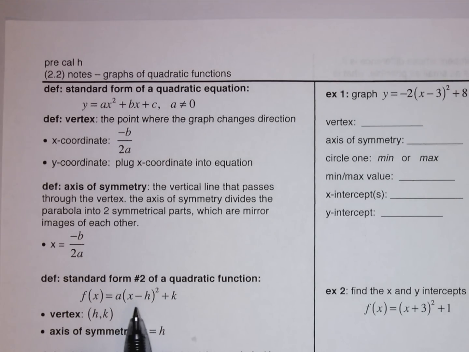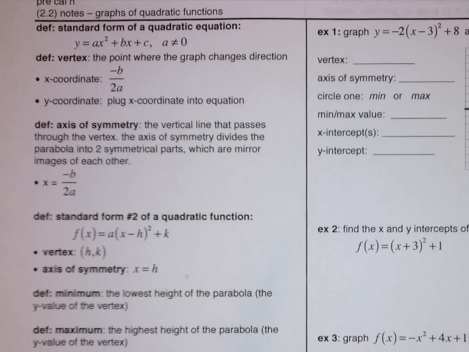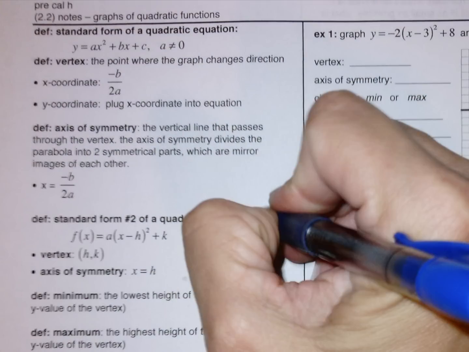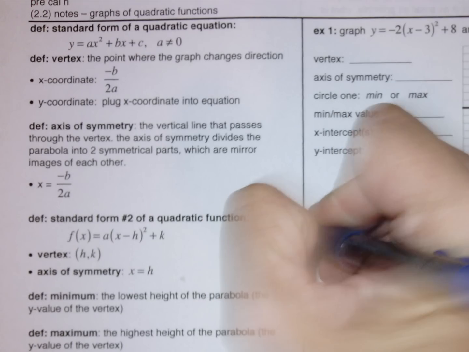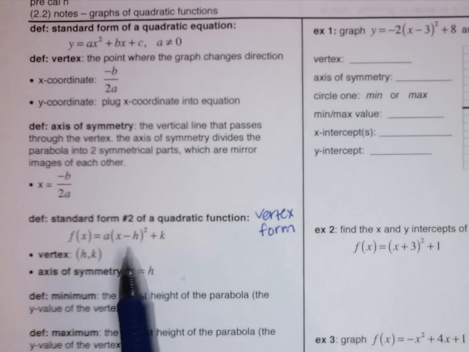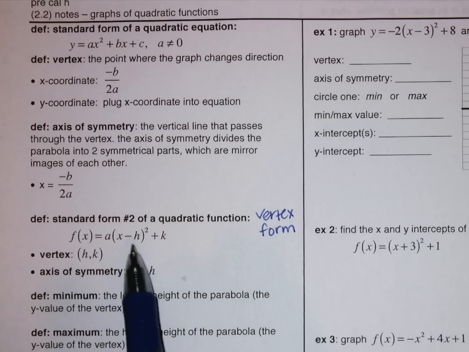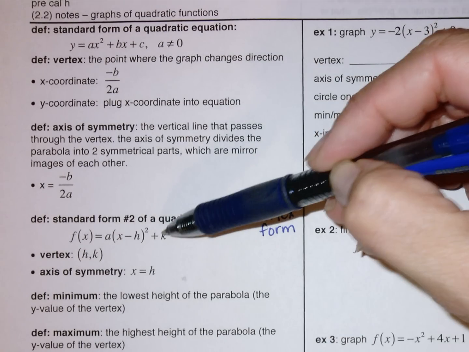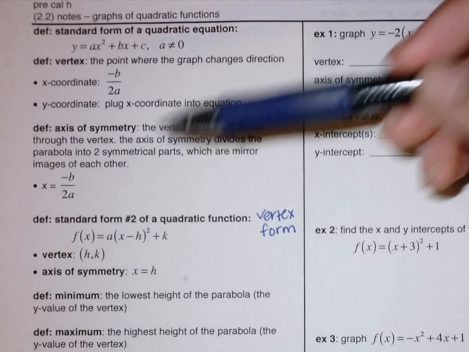The next form of a quadratic equation looks like this. This is the one that we're used to seeing. This is like the vertex form. On this one right here, you can write that this is also vertex form. This one right here, the vertex is going to be (h, k), and the axis of symmetry is just going to be x equals h because this one right here is already in vertex form. If you wanted to take this one from vertex form into standard form, you would just multiply it out.